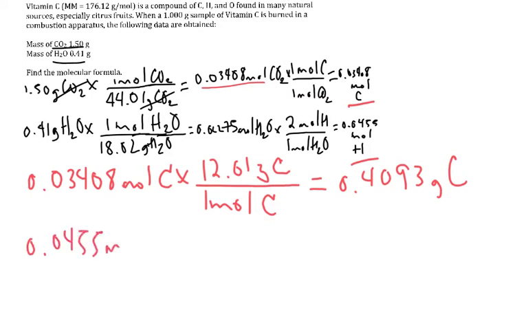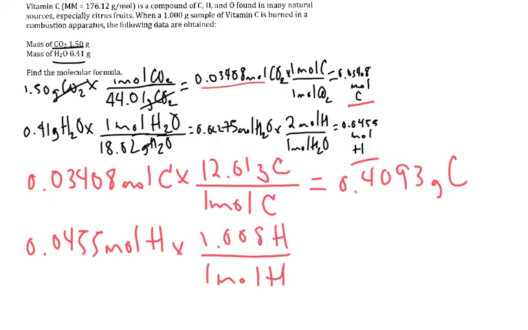And then for hydrogen, 0.0455, I said water, but I meant hydrogen, for every 1 mole of hydrogen. So let me just say, you might be tempted to not want to do this multiplication because the molar mass of hydrogen is approximately 1, but you will sometimes get a different answer and it will mess you up. So do not take a shortcut. Do this multiplication. So you get 0.04586 grams of hydrogen.